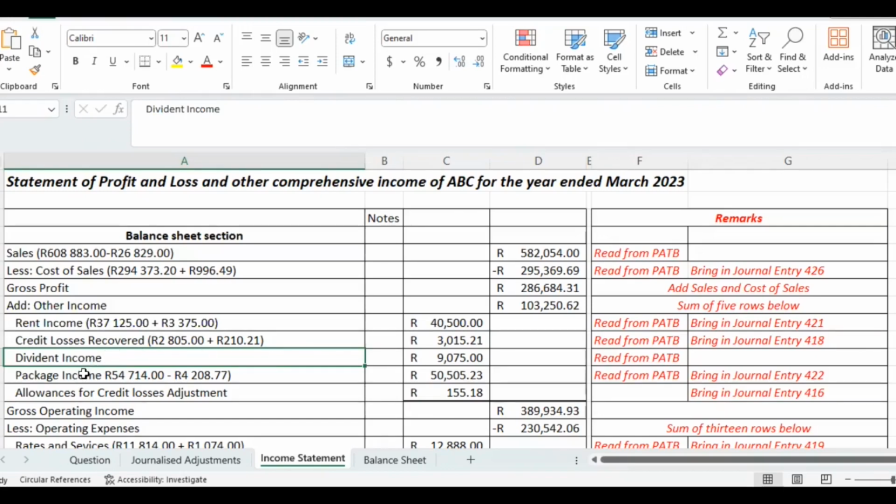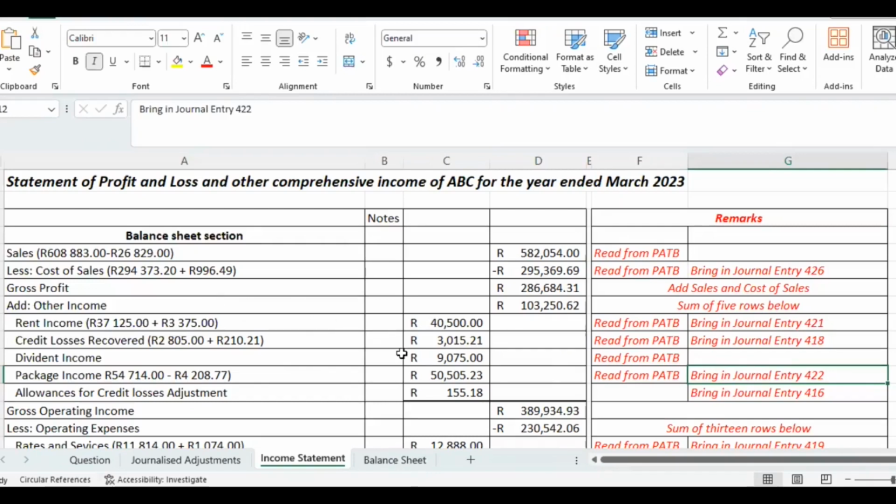Okay, then we have to look at our packaging income. With the packaging income, I said the 54,714 read from the pre-adjusted trial balance minus the 4,208. Why minus 4,208? Because, as you can remember, this packaging income was paid to us in advance. And so when we have a look at our income statement, we have to subtract that amount, and that was reflected in journal entry 422. What you should realize at this point in time is that if you messed up your journalized adjustments, there is no way you are going to complete your income statement or your balance sheet with any success.